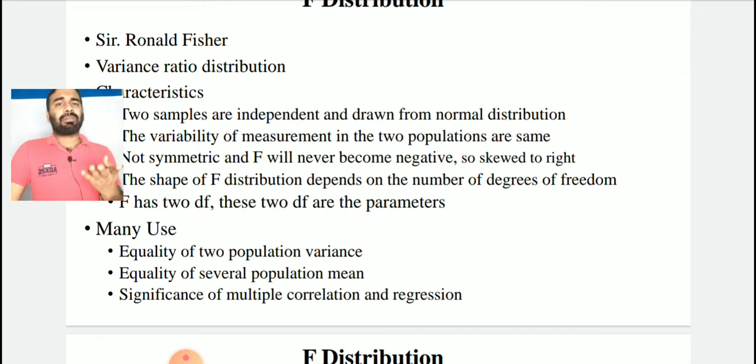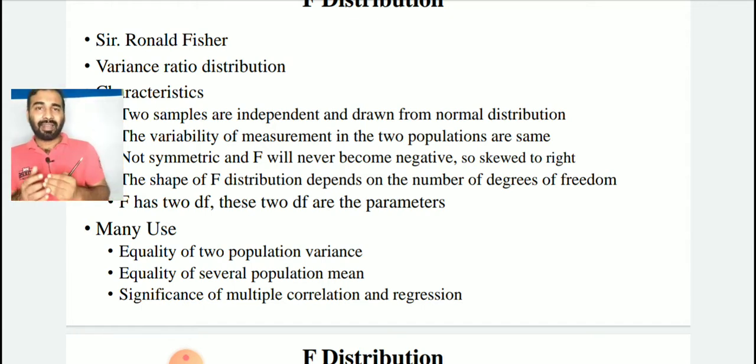Then for what purpose are we using this F test? We have only three uses for this F test. The first one is to check whether two variances are equal or not, that is, whether the two sample variances are equal or not.